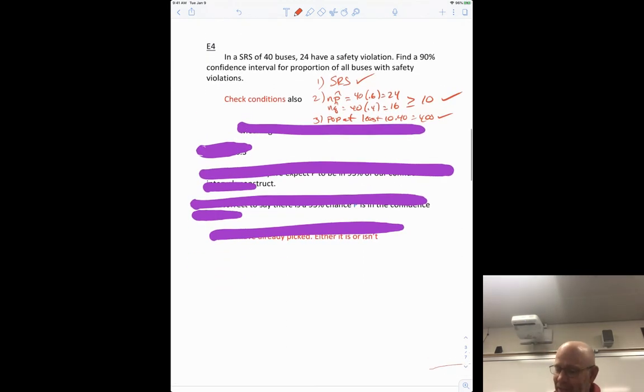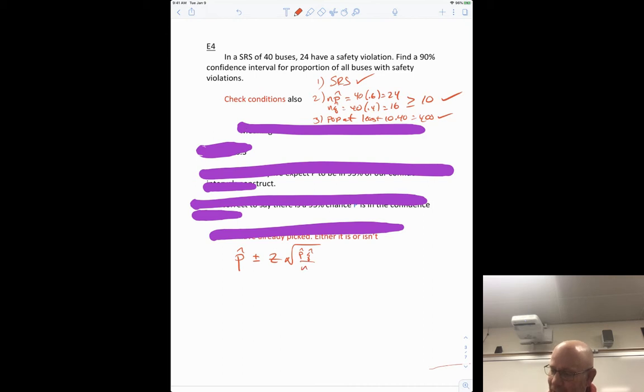So let's do the confidence interval. Remember, here's how you build the confidence interval. You take your p hat, plus or minus, your z times the square root of p hat q hat over n.